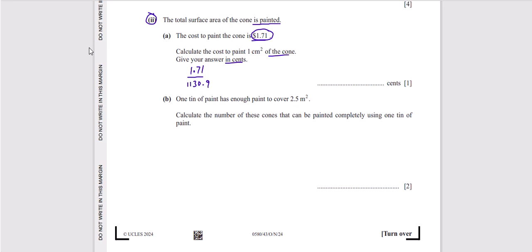So give your answer in cent. The given cost amount is in dollar, so multiply with 100. Why we multiply with 100? We know that $1 is equal to 100 cent, so that's why we multiply with 100. After calculation we get 0.1512.